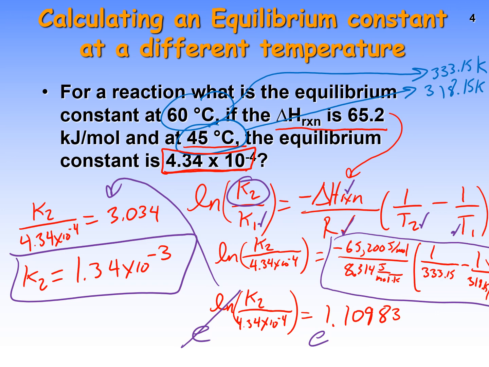Because the delta H is positive here, I had a feeling that as we increase temperature, our equilibrium constant should go up, and it did. Right? It was at 45 degrees Celsius times 10 to the negative 4, and now at 60 degrees Celsius it's times 10 to the negative 3.